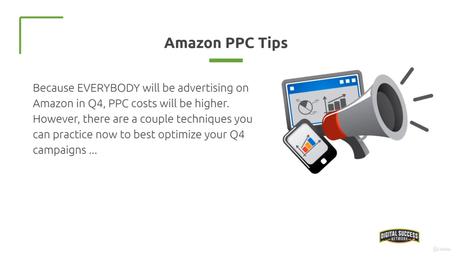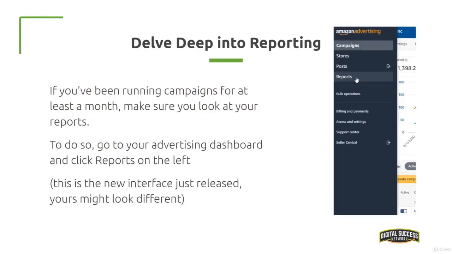So some tips, because everybody will be advertising on Amazon in Q4, the PPC costs will be higher. However, there are a couple techniques you can practice now to best optimize your Q4 campaigns. So delve deep into reporting. If you've been running campaigns for at least a month, make sure you look at your reports. And to do so, go to your advertising dashboard and click reports on the left. And this is a new interface that was just released, I think this week or last week. So yours might look a little different. The old one, its reports would be on the top navigation in a tab, so you would just click there.